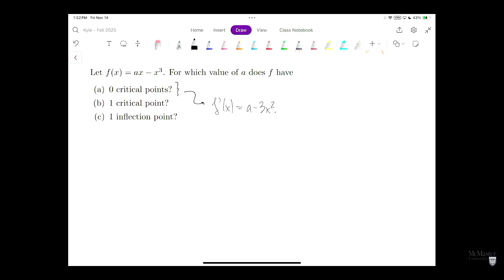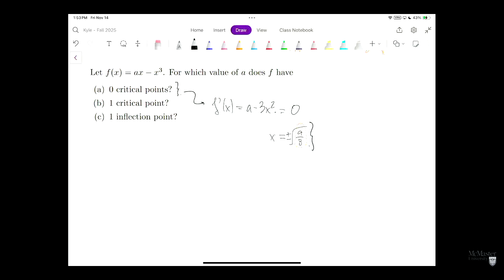Notice that the derivative is a polynomial function. It's going to exist everywhere. So in order for this to be equal to 0, we just need x to be equal to plus or minus the square root of a over 3. Now, this number exists if a is bigger than 0. So if we want 0 critical points, then we need this number to basically not exist.